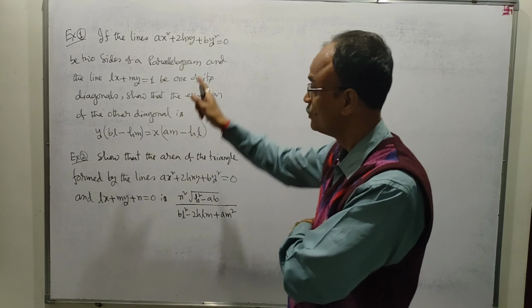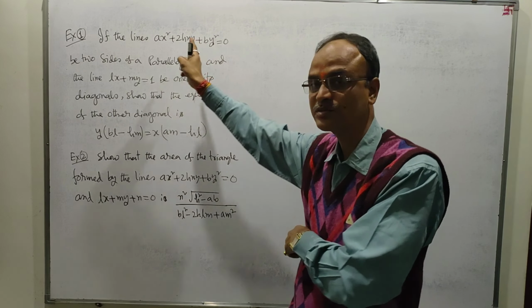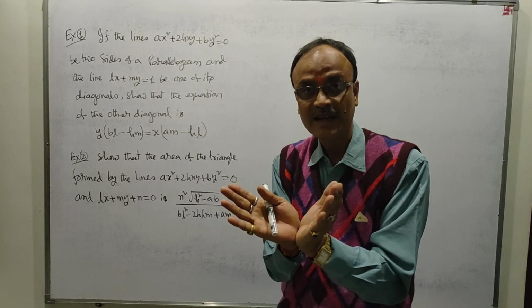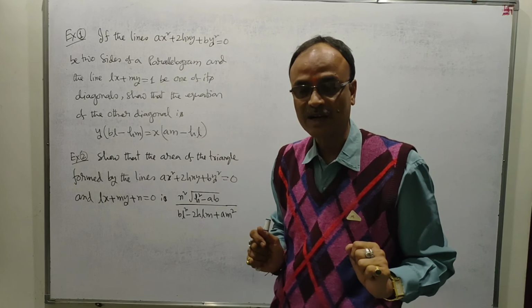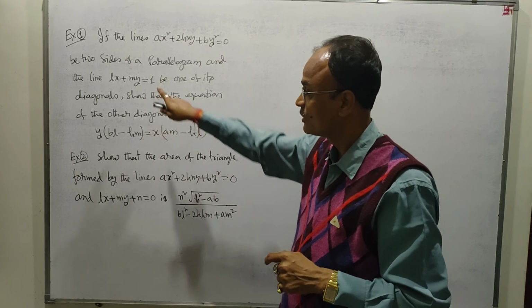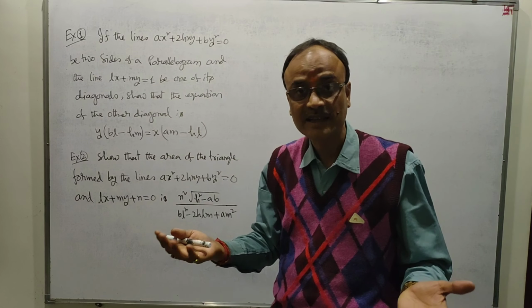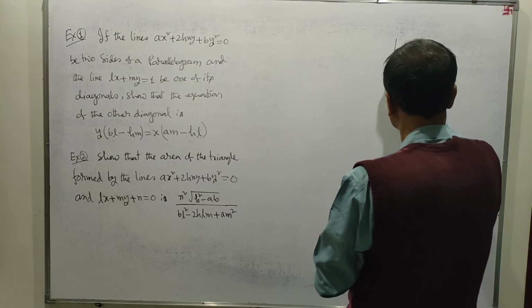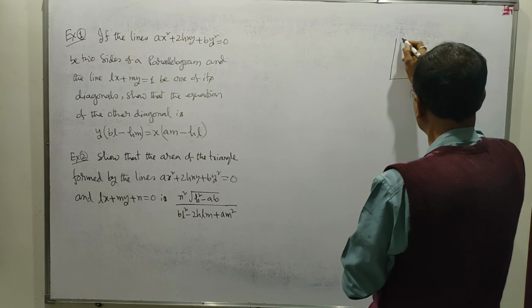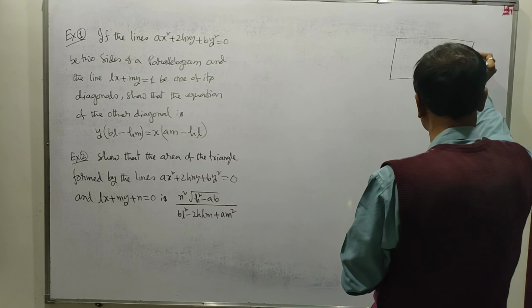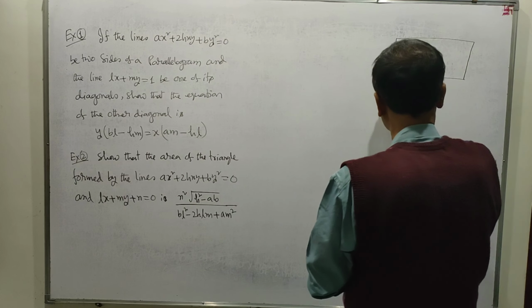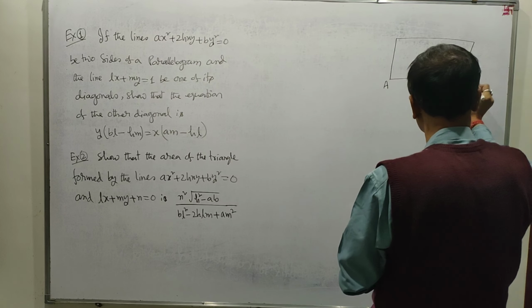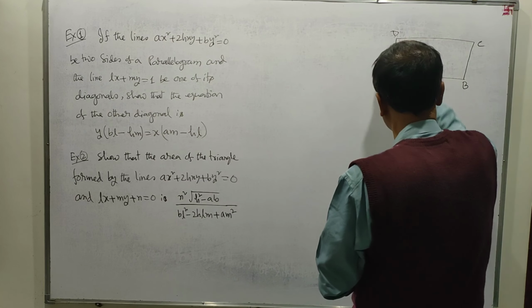Now, you see, this represents a pair of straight lines passing through the origin, and these two straight lines are two adjacent sides of a parallelogram. One diagonal is this, we have to find the other diagonal. Let us proceed. Suppose this is a parallelogram. Suppose A, B, C, D is a parallelogram.